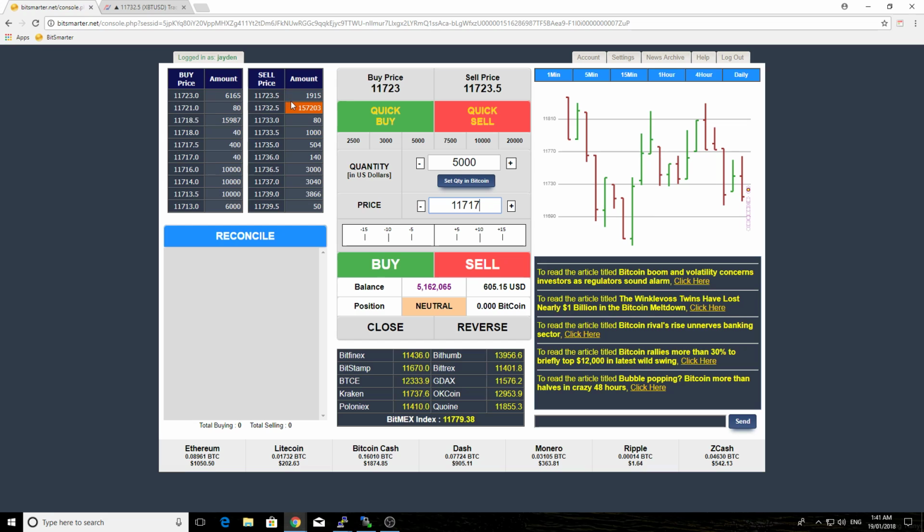Our top line really gives us our current market. Our best buy price is the person who's willing to pay the highest price right now, and our best sell price is the person who is willing to sell at the lowest price right now. And as these numbers move, we'll see this chart updating.